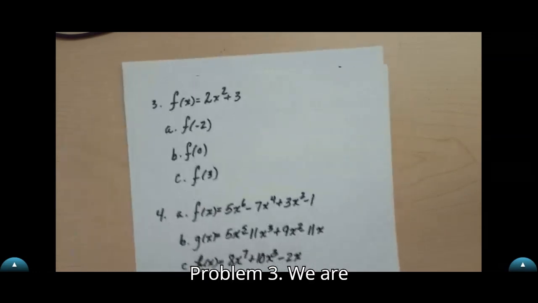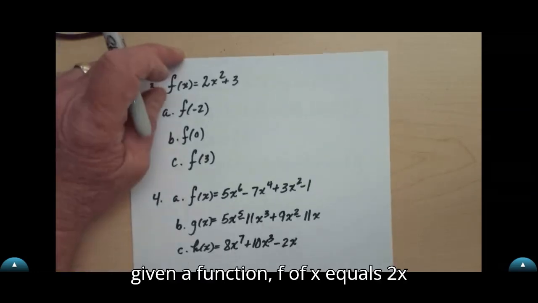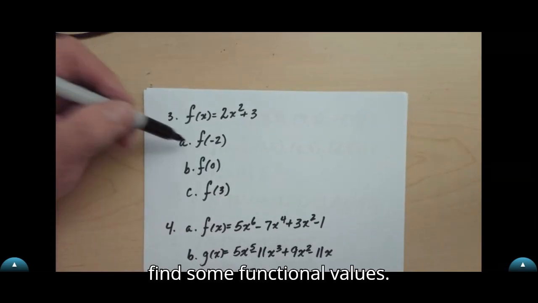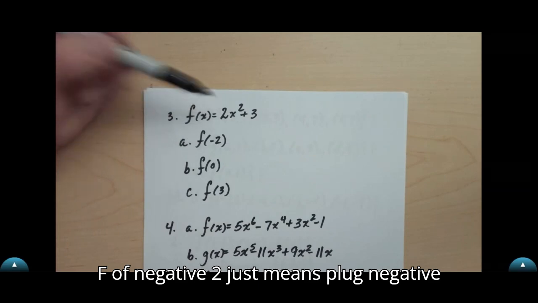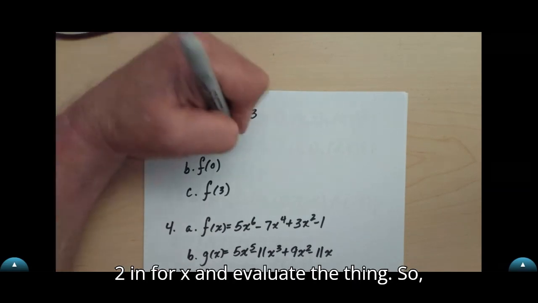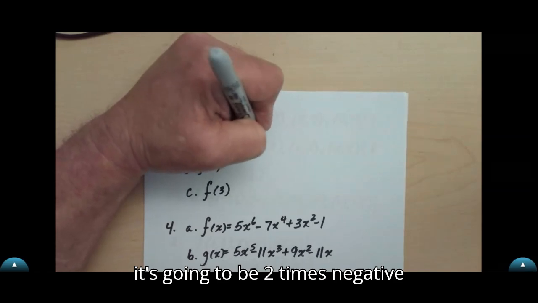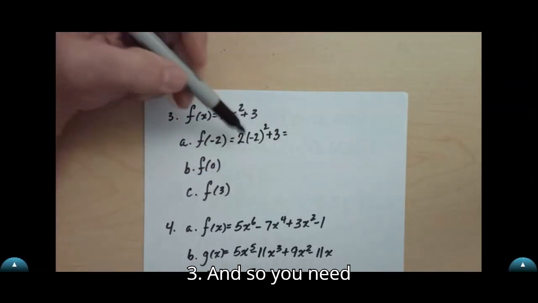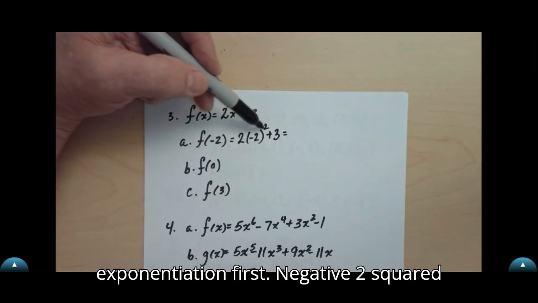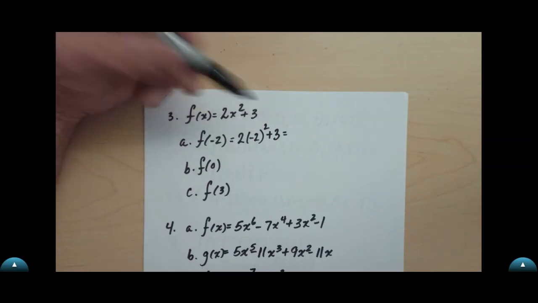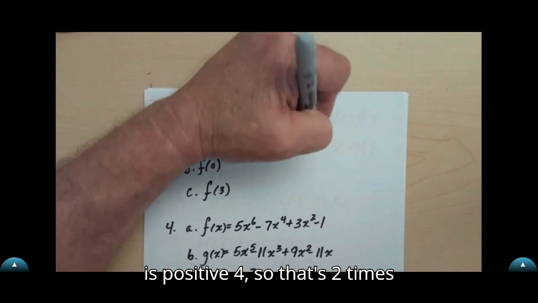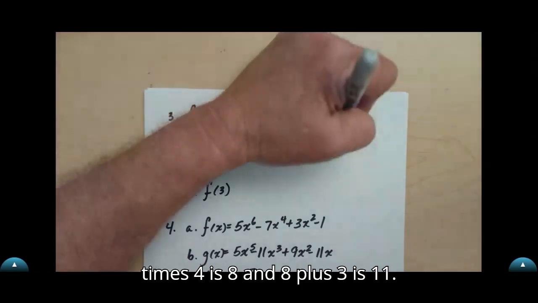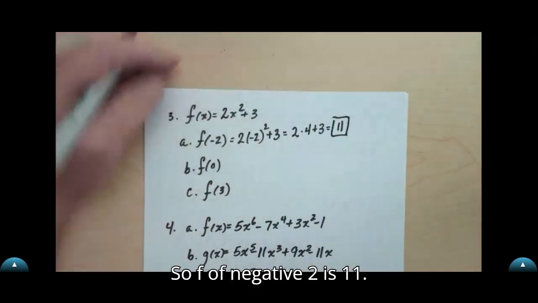Problem 3. We are given a function, f of x equals 2x squared plus 3. We're simply asked to find some functional values. F of negative 2 just means plug negative 2 in for x and evaluate the thing. So it's going to be 2 times negative 2 squared plus 3. And so you need to do your order of operations. Do the exponentiation first. Negative 2 squared is positive 4. So that's 2 times 4 plus 3. And of course, 2 times 4 is 8, and 8 plus 3 is 11. So f of negative 2 is 11.